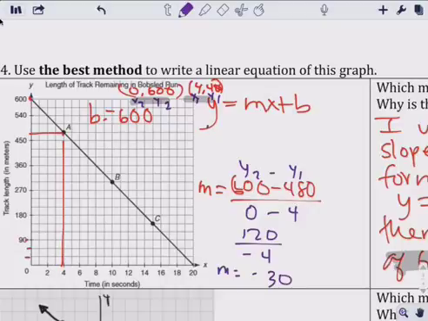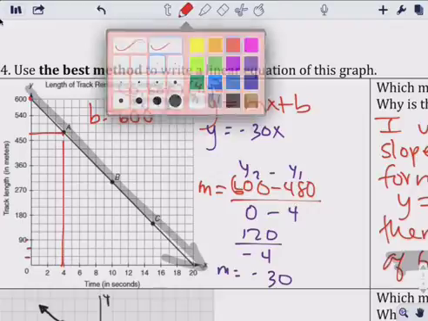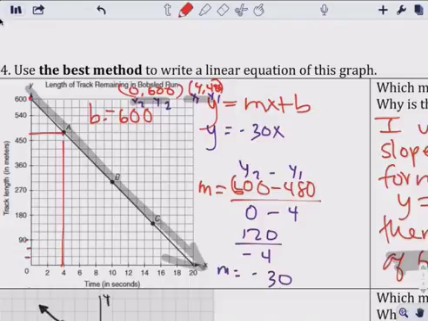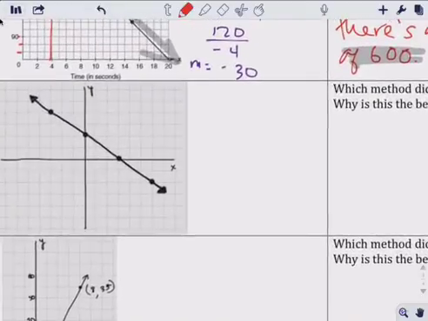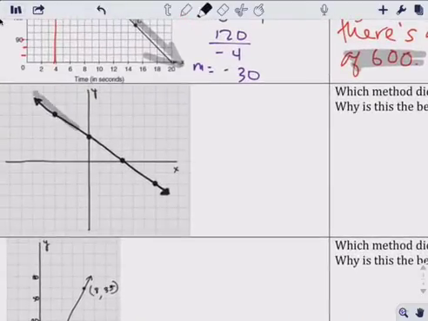Some of you had a positive 30, so be careful with your negative. And secondly, you should know it's going down. If you got a positive slope, you know it's wrong. Remember that question, how do you know your equation is right? That's how you know your equation is right. Double check. Plus the 600 as the y-intercept. And that's your answer. So this one also, your line is going down, so your slope has to be negative.